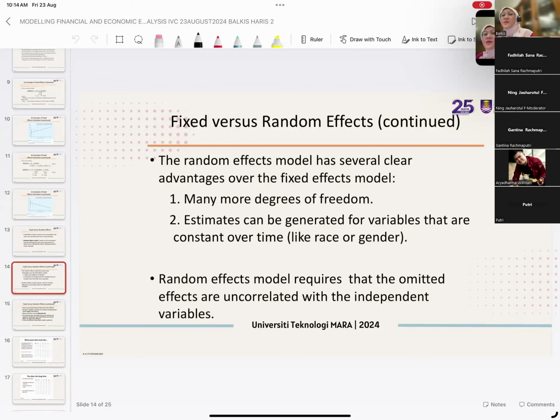The random effects model has several clear advantages over the fixed effect models. One is that it has many more degrees of freedom, and estimates can be generated for variables that are constant over time, such as gender or race. And the random effects model requires that the omitted effects are uncorrelated with the independent variables.